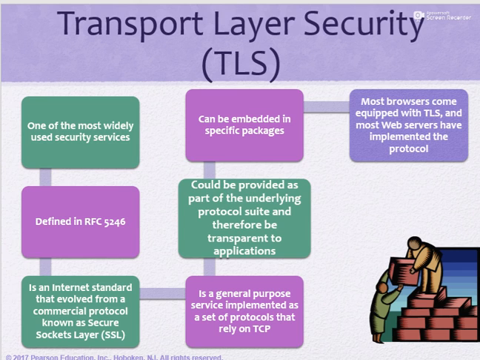Transport layer security is one of the most widely used security services, and the current version is version 1.2, which is defined in RFC number 5246. It is an internet standard that evolved from a commercial protocol known as SSL. So the protocol that is the base of TLS is the SSL protocol. There were some vulnerabilities, and it was improved and then evolved into TLS, or transport layer security protocol.